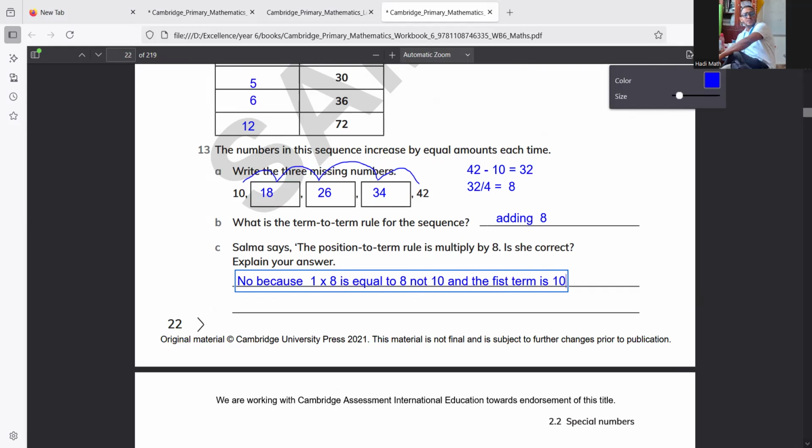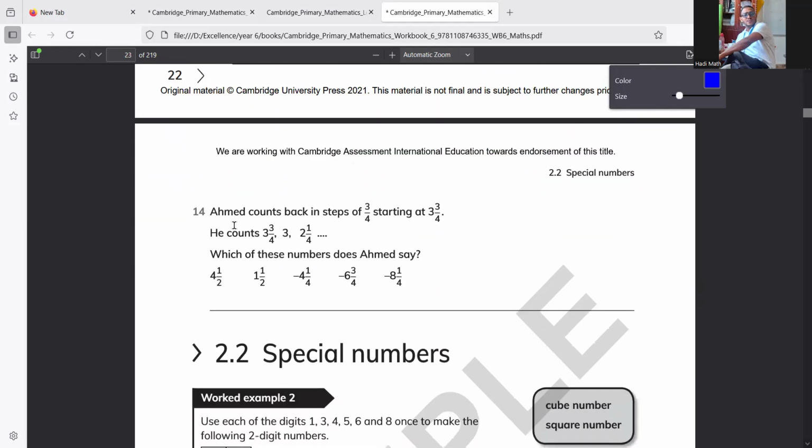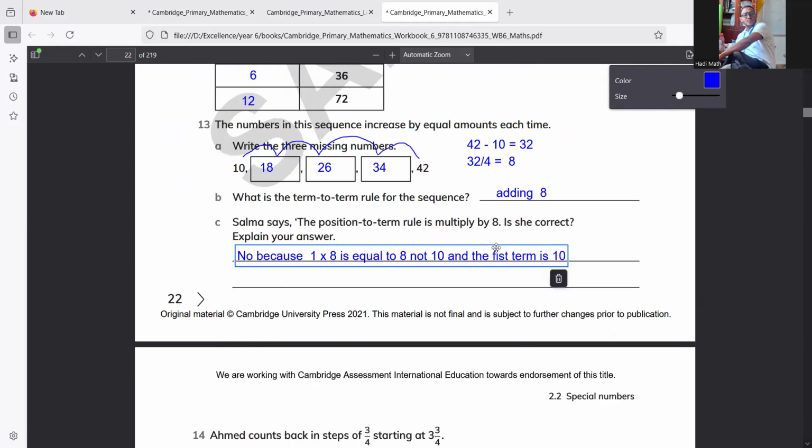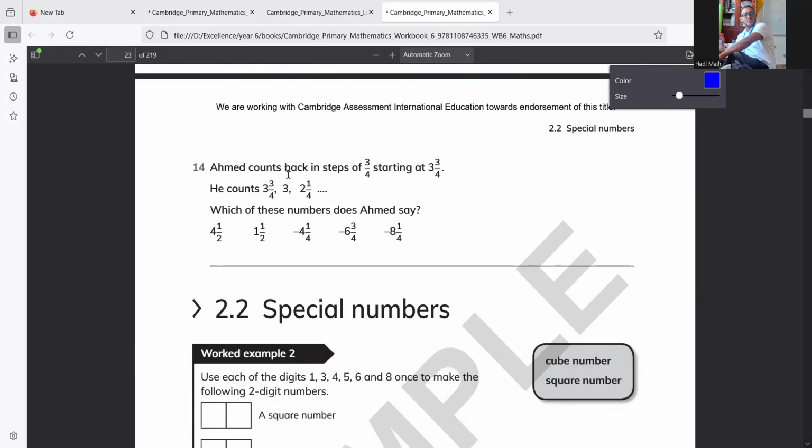Let's go to the next question. Question 14. And this is the last question. Okay, we say Ahmed counts back in steps of 3 over 4. He starts counting at 3 and 3 over 4. Like he says 3 and 3 over 4, then 3, then 2 and 1 over 4, then you count. Some people are not smart enough to count in 3 over 4 or they don't know how to subtract it. So please, which of these numbers does Ahmed say? Actually, there are two methods to solve this question. Number one, keep subtracting the 3 over 4 every time.